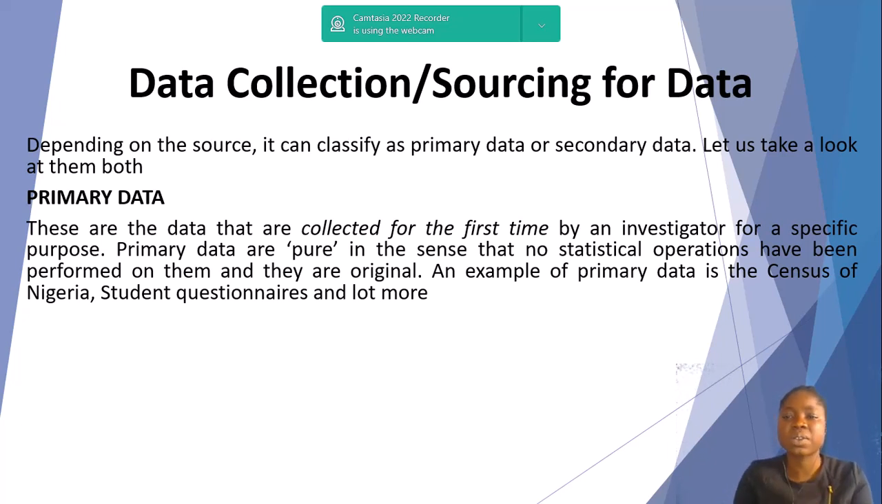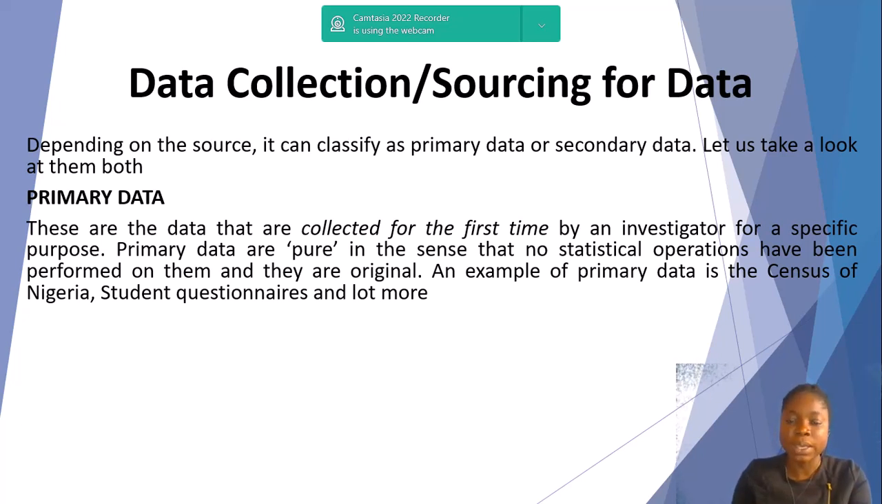You don't just go out there and say, I want to collect data, I want to get data, and you don't have a reason, you don't have a purpose why you want to get the data. There must be a specific purpose. So primary data are pure. Why do we say they are pure? It's because no statistical operations have been performed on them. Truly, they are pure. It is your own. You went out by yourself. You shared the questionnaires. You are coming back with them. So they are pure. An example of a primary data is a student questionnaire.